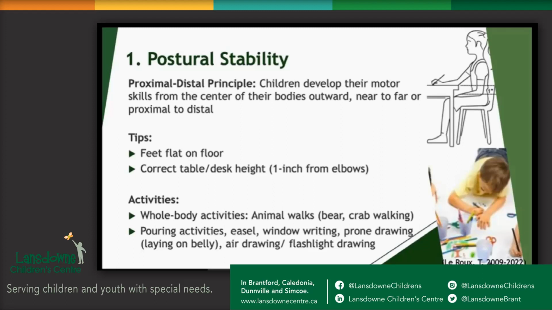And so areas that you can work on developing postural stability or those core strengthening skills, we're looking at whole body activities: animal walks, bear walks, crab walking, wheelbarrow walks, where you hold the child's legs and they walk on their hands. Pouring activities are a great one that happens often in kindergarten at the sensory tables. Easel painting, I know that's a huge one in kindergarten. Window writing, that's a fun one where you get window writers. Crayola makes them, they're great, and you can write on clear glass or windows.